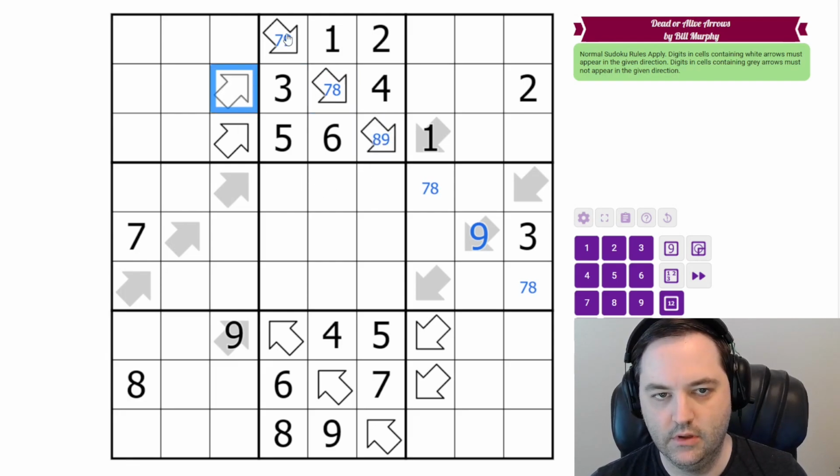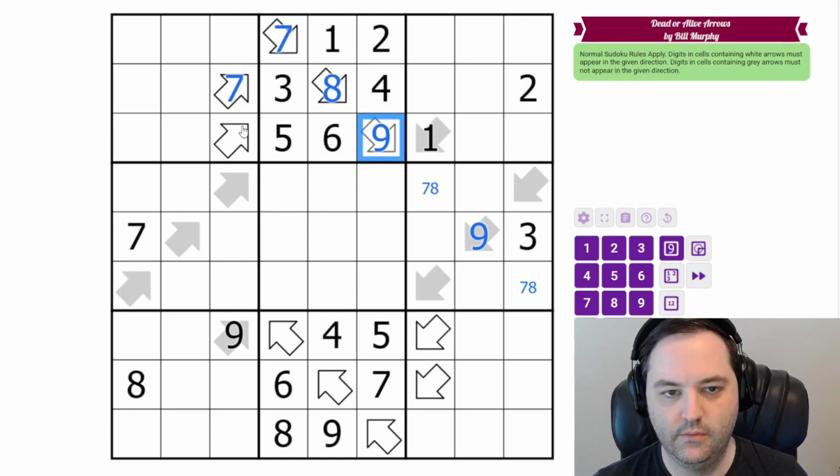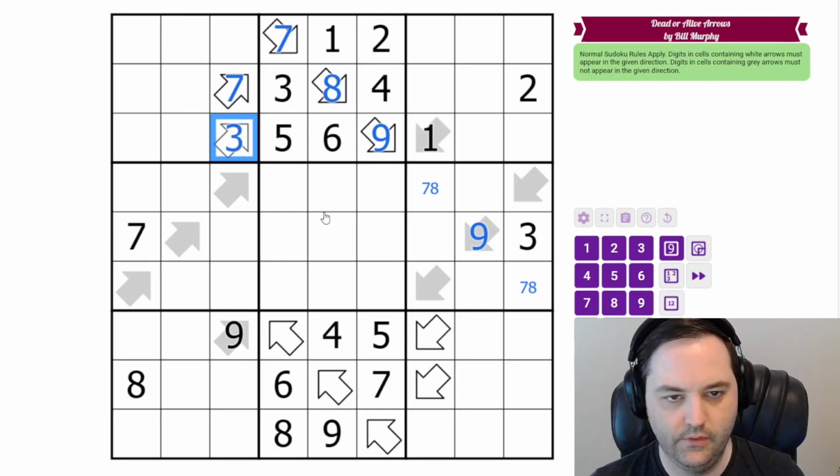Now this arrow is only pointing at one cell, so whatever digit goes here has to appear in this cell, and this can't be a 9, so the only thing it can be is a 7. And that's going to disambiguate that box. This cell can only be 1 or 3, and there's a 1 in the row, so this is a 3.